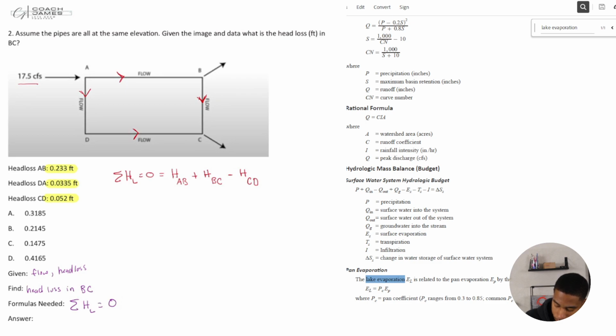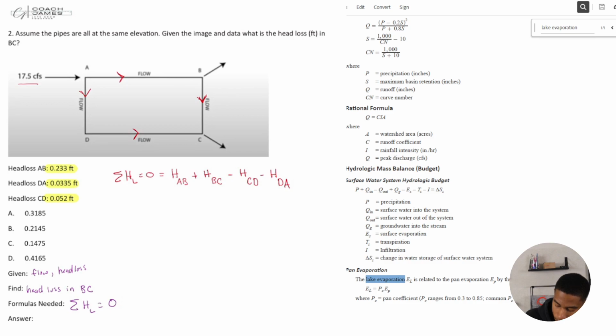And then what about the head loss value from D to A, right? Well, again, it's not going from D to A, it's going from A to D. So it would be minus head loss from D to A. All right.